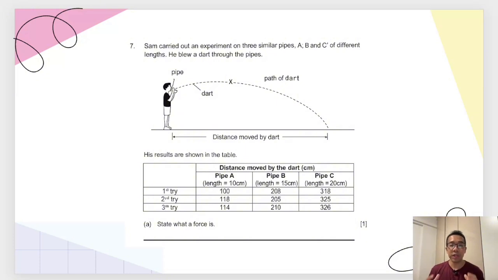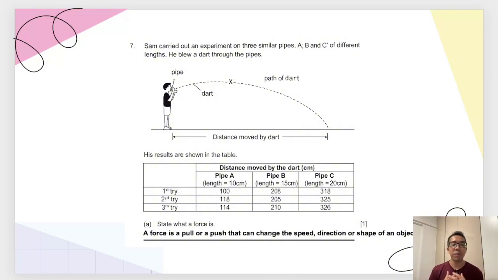As a point to note, this is actually a very poorly constructed experiment, and you'll see why in the coming questions. So the first question is a simple one. It is just asking the definition of what force is. So force is actually just a push or pull that changes the speed, direction, or shape of an object.